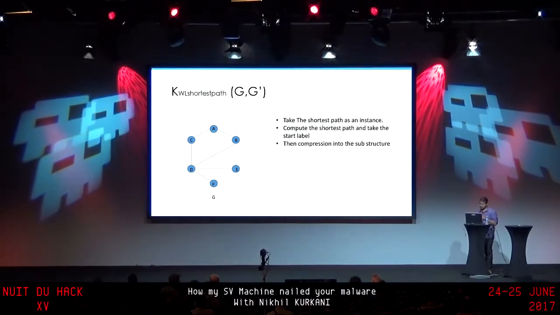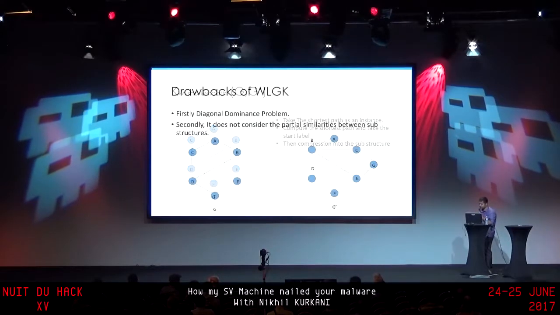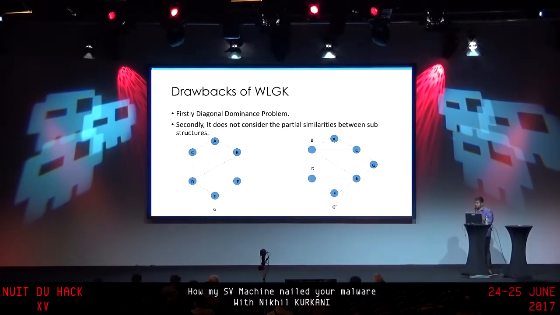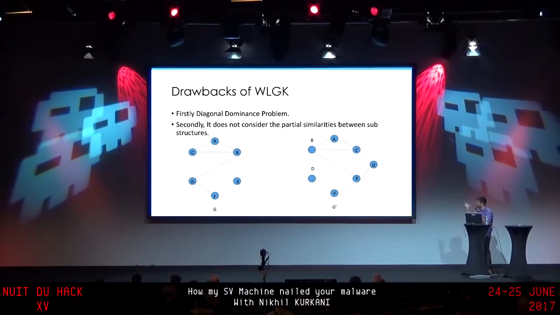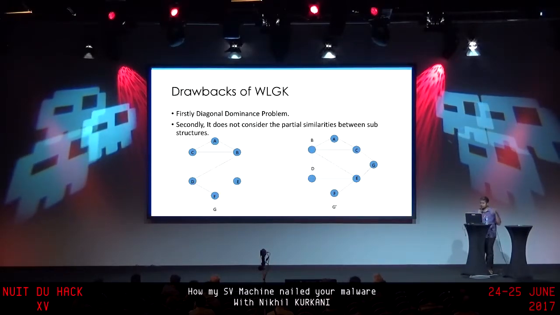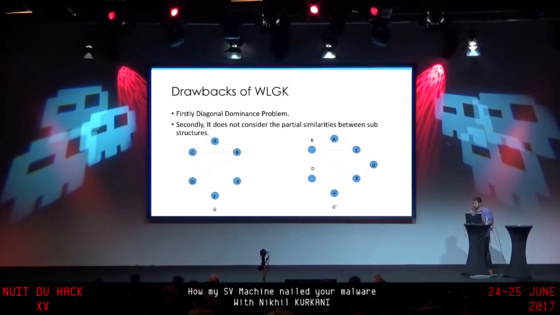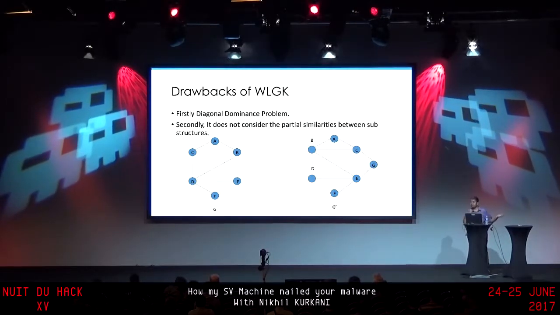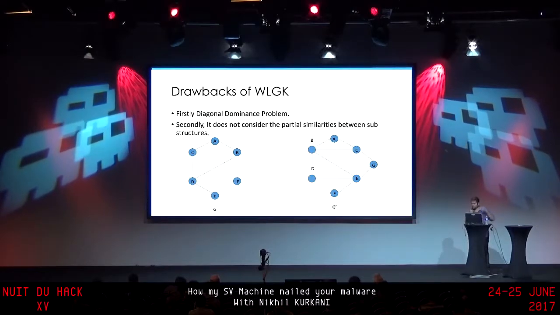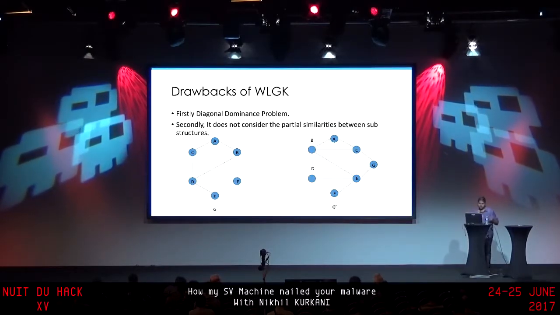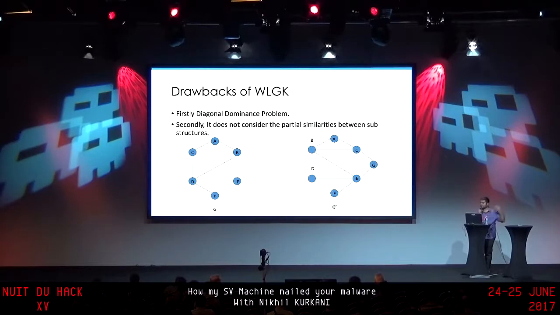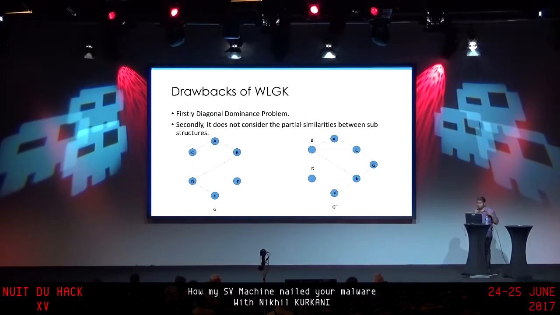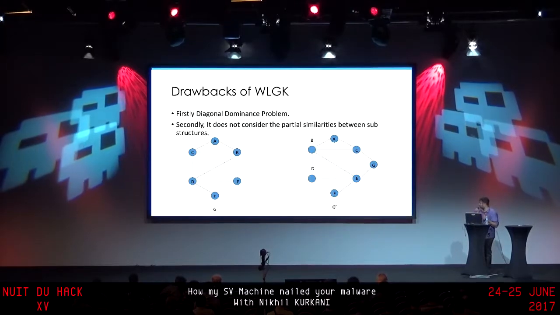But this comes with its own drawbacks. The first is the diagonal dominance problem, which is one of the major problems that this particular graph kernel has: there are a few graphs or subgraphs which are not identical to any other graphs. Basically, it won't be able to relate or find similarity amongst others, so it's not going to be taken into consideration at all, which is a great problem.